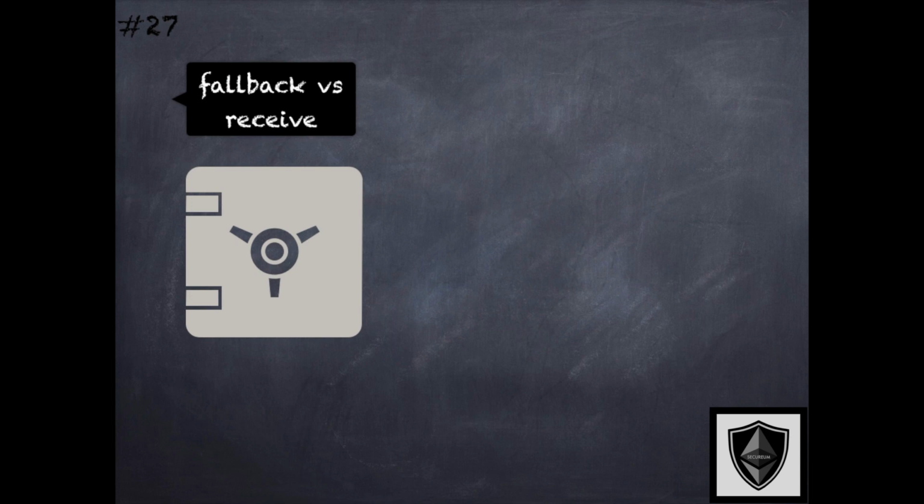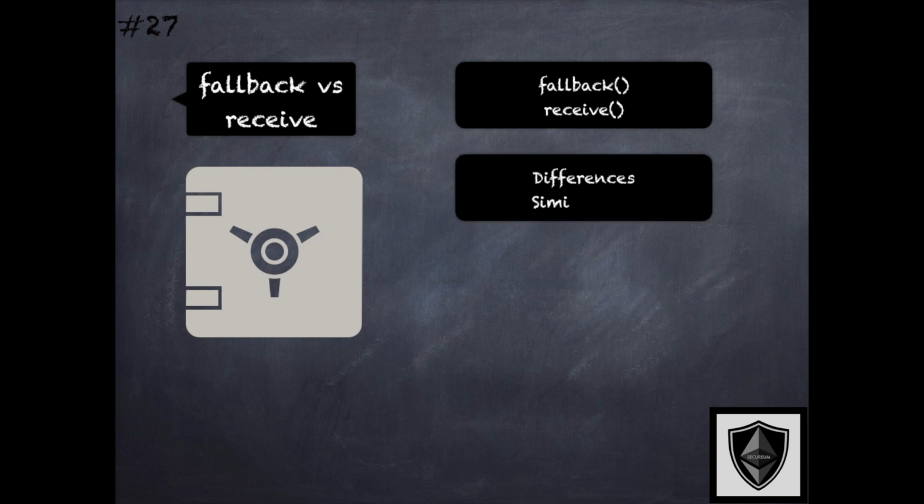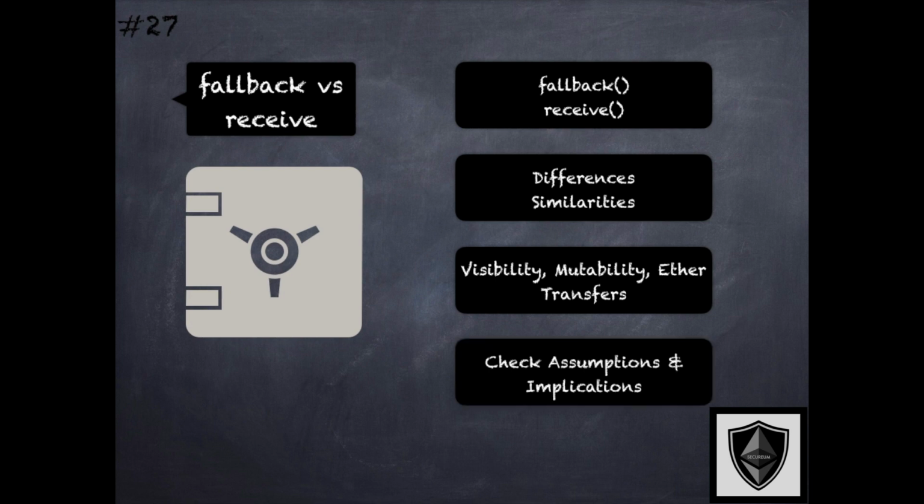This security consideration is related to the use of fallback and receive functions within a smart contract. Recall from our discussion in the solidity modules that there are differences between these two functions. There are some similarities, and these are related to the visibility, the mutability, and the way that ether transfers are handled by these two different functions. So from a security perspective, if these functions are used in a contract, then one should check that the assumptions are valid, and if not, what are the implications thereof.